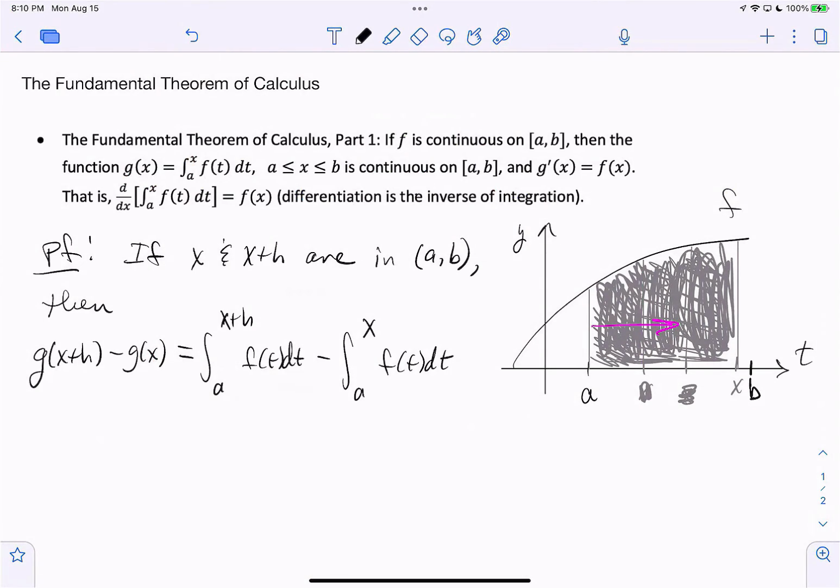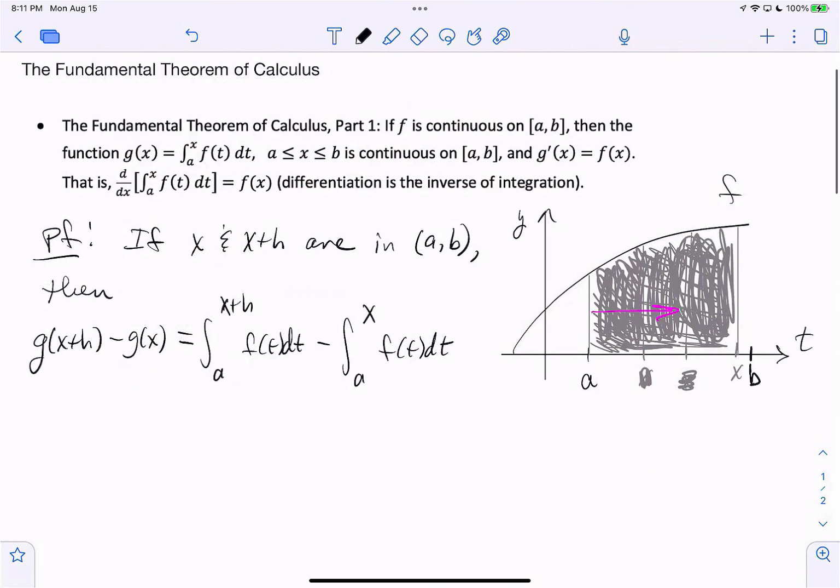You may be wondering right away, why are we looking at g of x plus h minus g of x? Why did we start that way? Because we're going to make a statement about the derivative of g, and there's a limit definition that includes g of x plus h minus g of x. That's where we're going with this.